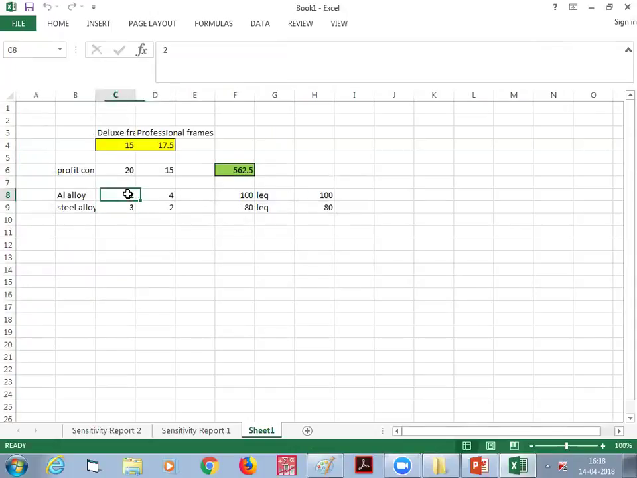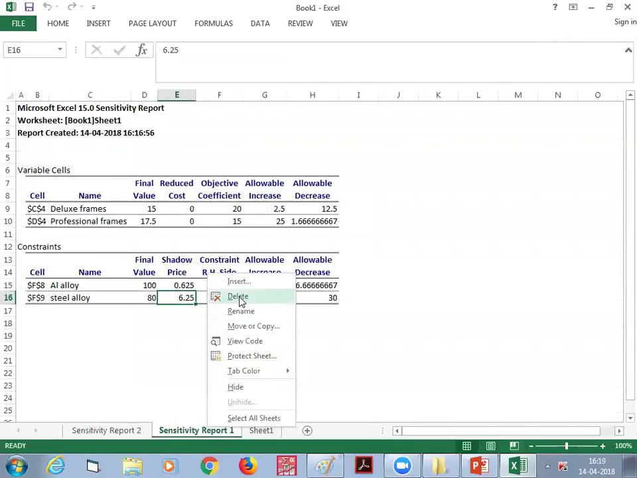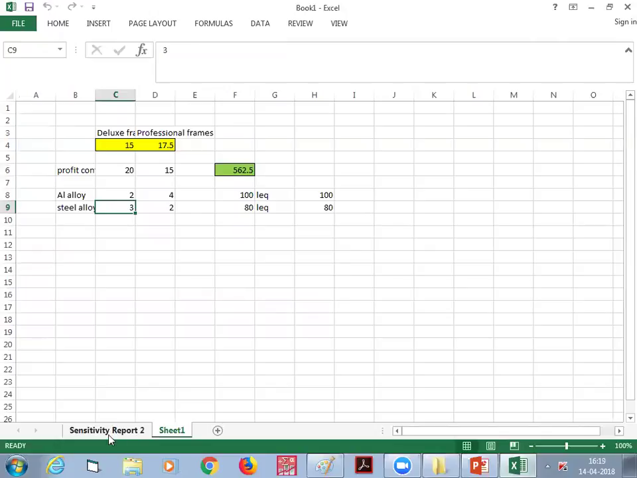It's less on this side, whereas this one is more on this side. That's why when the profitability of deluxe increased, this steel dual value has increased, whereas the aluminum one has decreased because of the relative importance of them, or the technical coefficients. Right? Anyway, so that was that. Okay, now let's go to another thing.